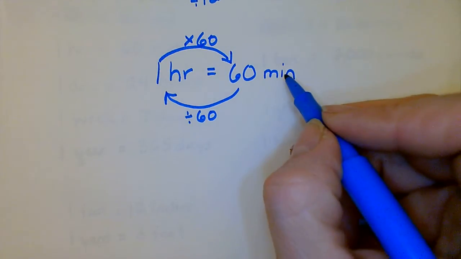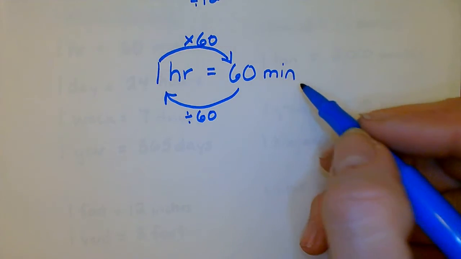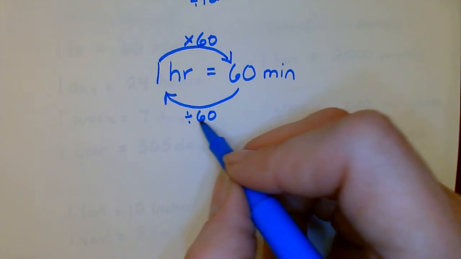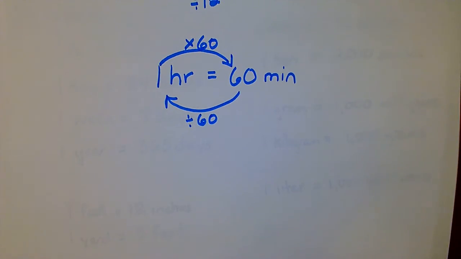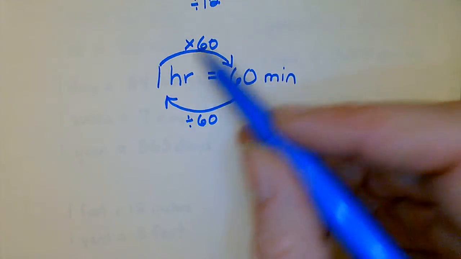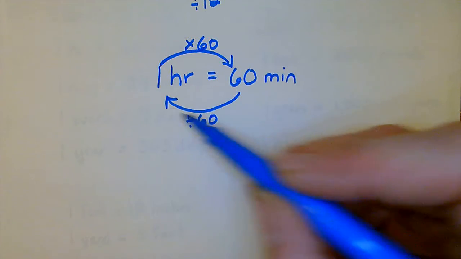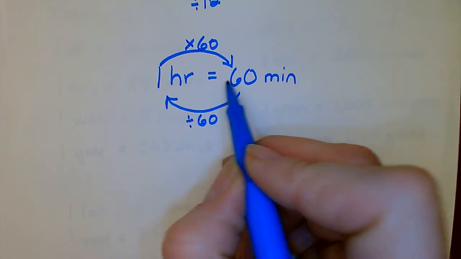So if I wanted to change minutes into hours, let's say I had 120 minutes, I could divide by 60 to get my hours. But we're not doing that yet. We're sticking with the easy stuff right now. So let's try this hour thing. So 1 hour equals 60 minutes.